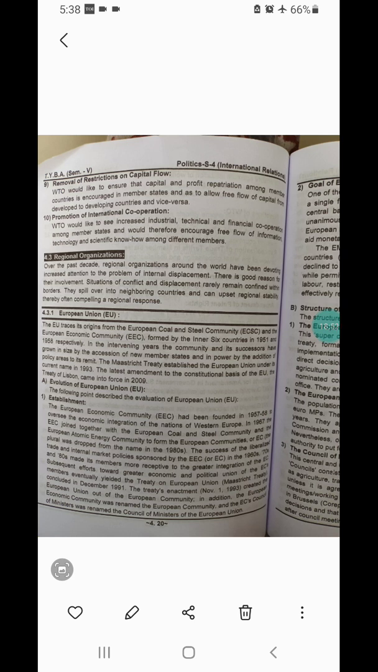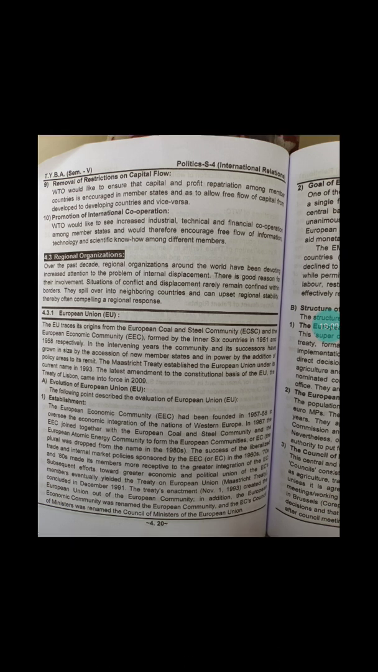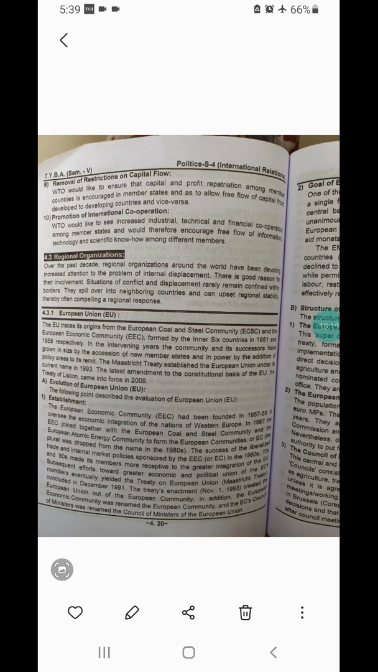Over the past decade, regional organizations around the world have been devoting increased attention to the problem of internal displacement. There is good reason for their involvement. उनके इन्वॉल्वमेंट के लिए अच्छा खासा रीज़न है.